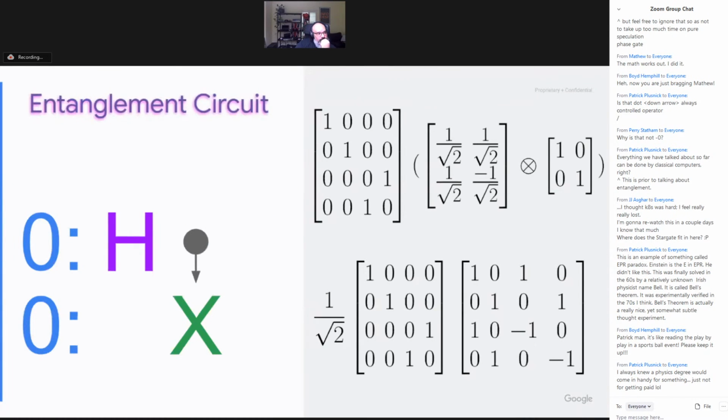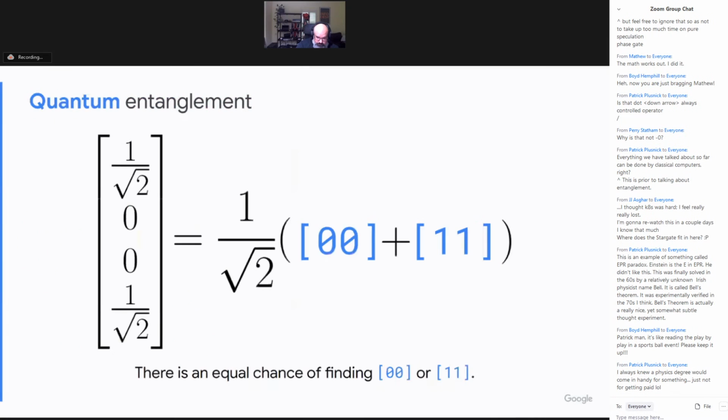So that's it. This is the trusty, famous entanglement circuit. Two gates. The algebra is off to the side for you to pursue in your leisure time, but that's all you have to do to take two qubits and move them into this entanglement. This is what we get at the end of it, an equal split between 0,0 and 1,1.